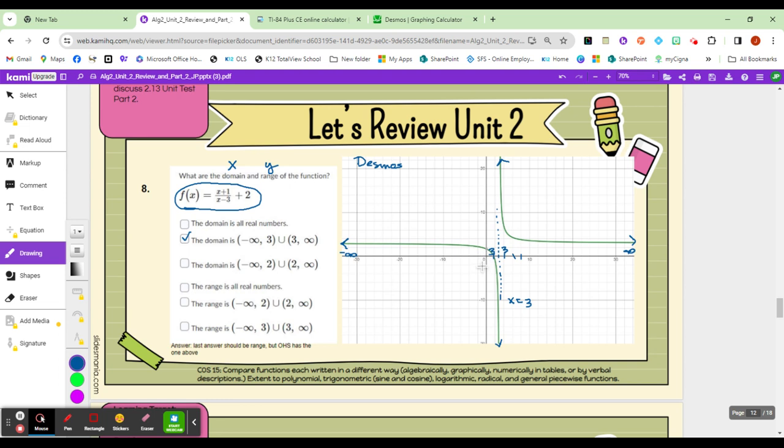On my range, it looks like this is 2, this is 4. This is just a coincidence, but I also have a horizontal asymptote at positive 3. So that's y equals 3. So my range is going to go from negative infinity up to 3. And then jump over there and then go from 3 to infinity. Not all the time do I have the same range as I do my domain, but on this one I do.